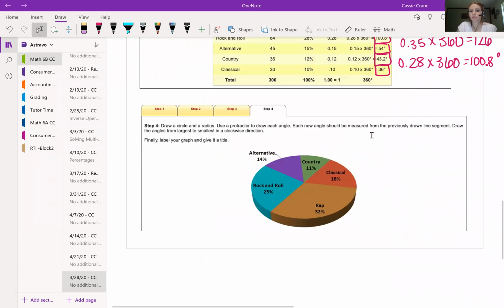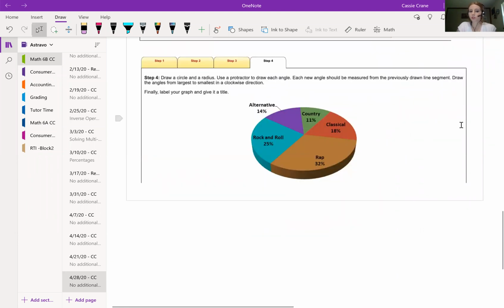And once we know the degree measures, we can draw the circle, and we can use a protractor, or if you're using an online tool, you can make these online and say that you want this percent of the circle or this degree measure of the circle to measure this amount. Okay, and we know that we can draw those angles.